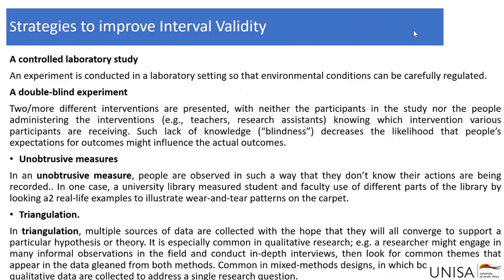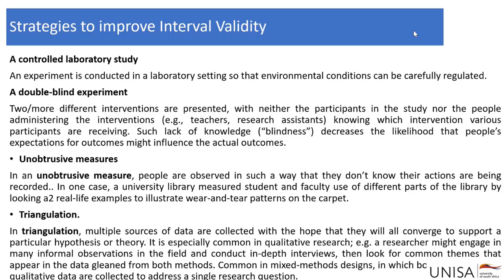So another one is a double-blind experiment. Here, what it means is that you can have two or more different interventions that you present, with neither the participant in the study nor the people administering the intervention knowing which intervention various participants are receiving. So, for example, you give some an intervention and you don't give others an intervention, so that we don't know what you are doing with the other group.